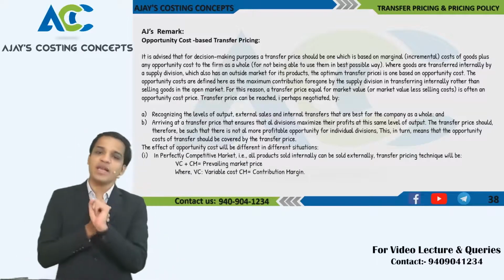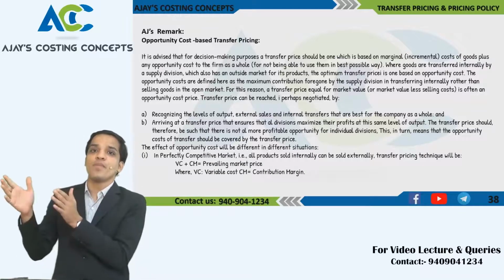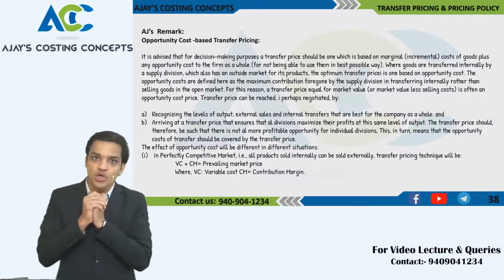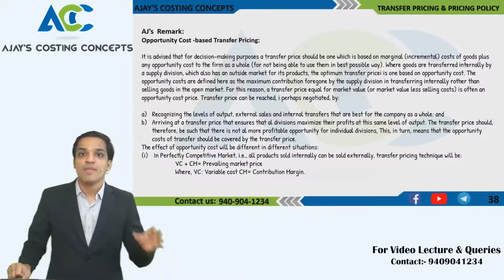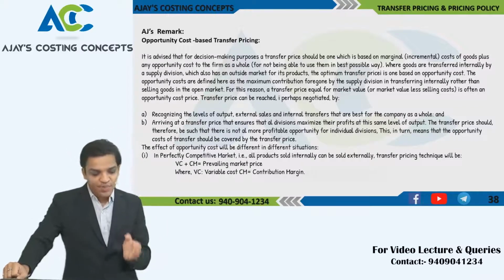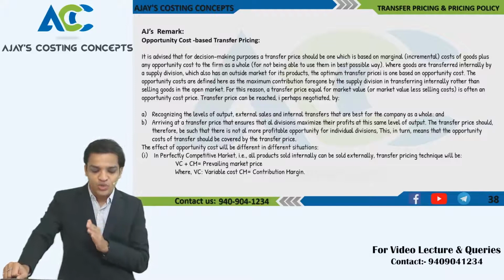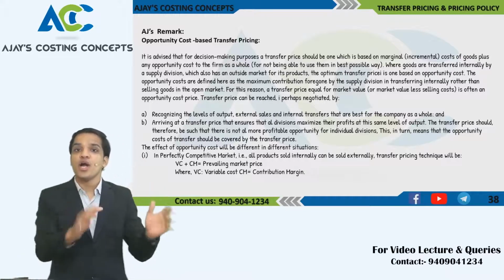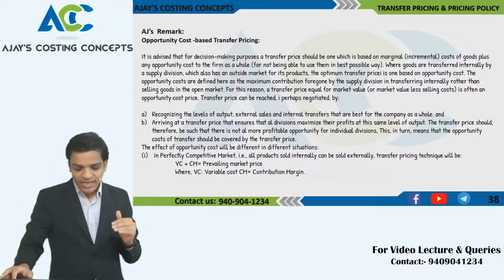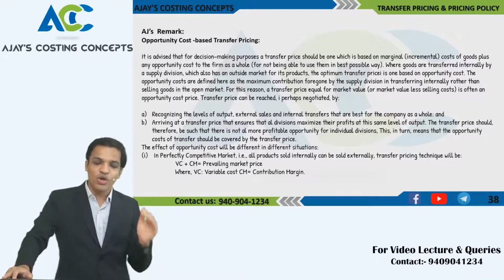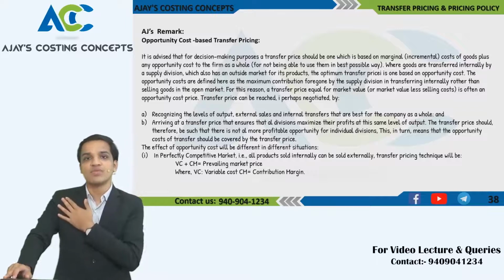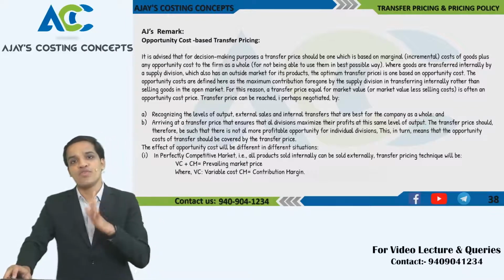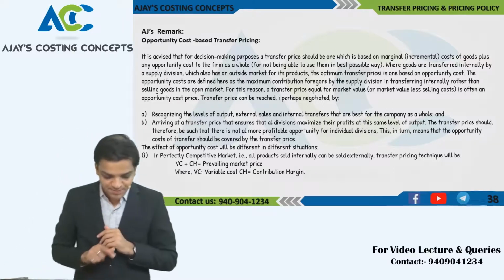So now, different opportunity costs for different situations. First of all, we understood what opportunity cost means. But how will you decide the opportunity cost? In a perfectly competitive market, that is, where all products sold internally can be sold externally, the pricing will be variable cost plus contribution margin. That is what we have foregone. So transfer pricing will be variable cost plus contribution foregone for those number of products.